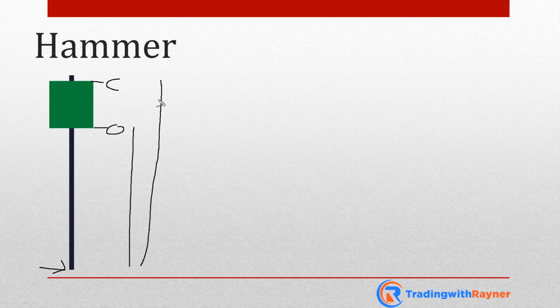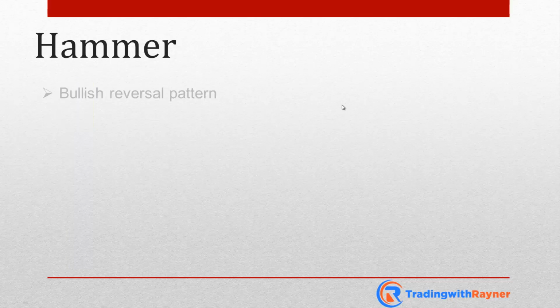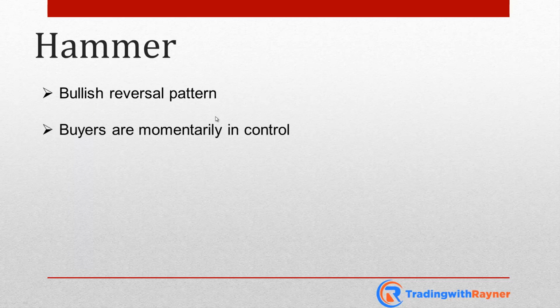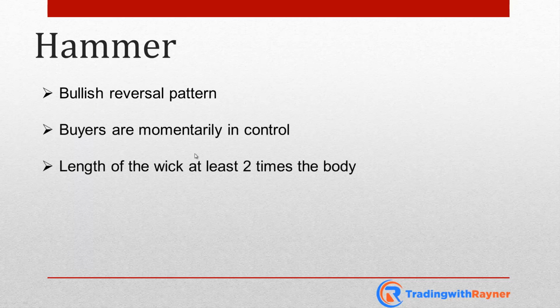So this candlestick pattern is essentially telling you that there is a tug of war between the bulls and the bears, and eventually the bulls have won, right? This is the sellers in control heading in this direction, and then finally the buyers stepped in and pushed back all the way in the opposite direction, and even closed near the highs of this candle. So essentially this candlestick pattern is a bullish reversal pattern. Buyers are momentarily in control, right?